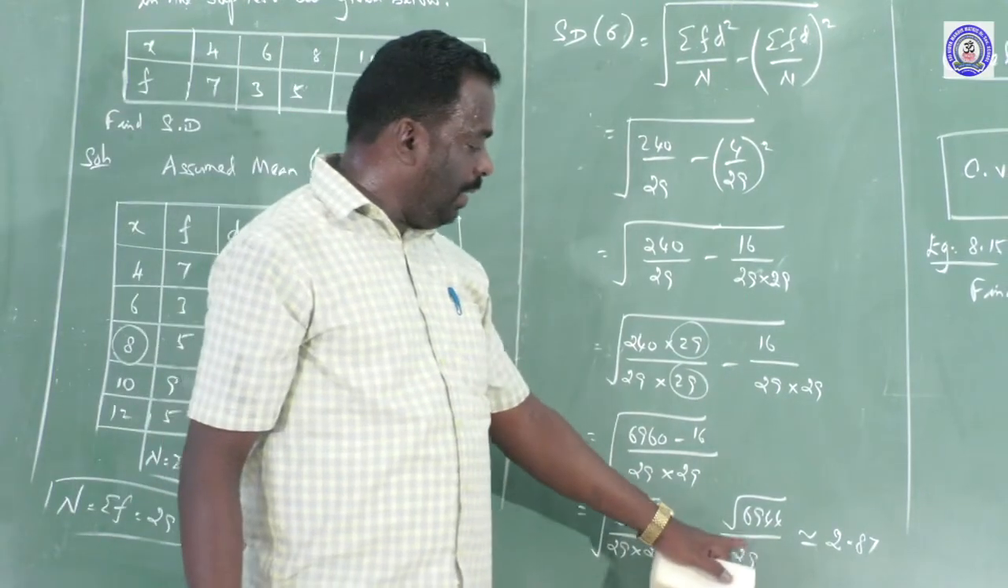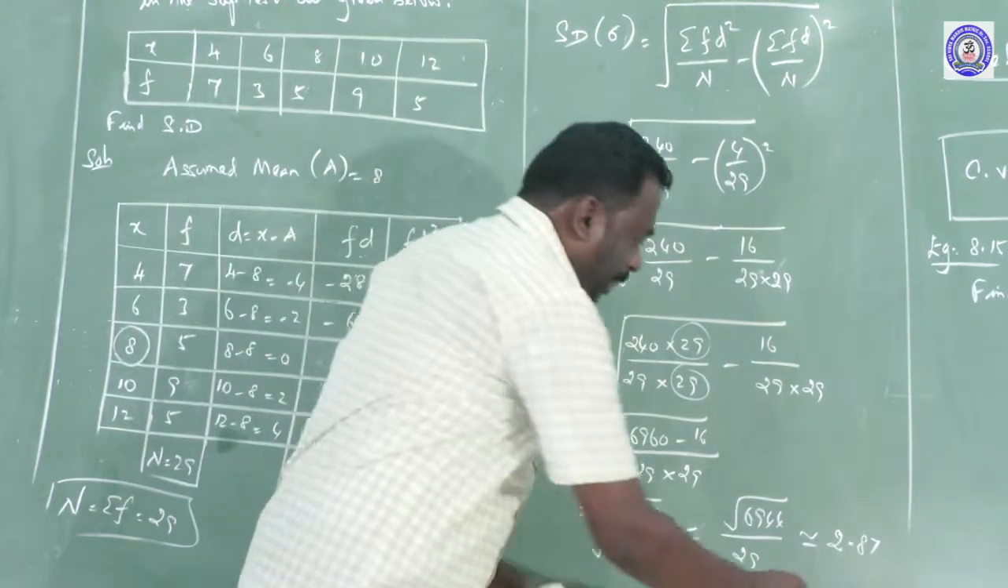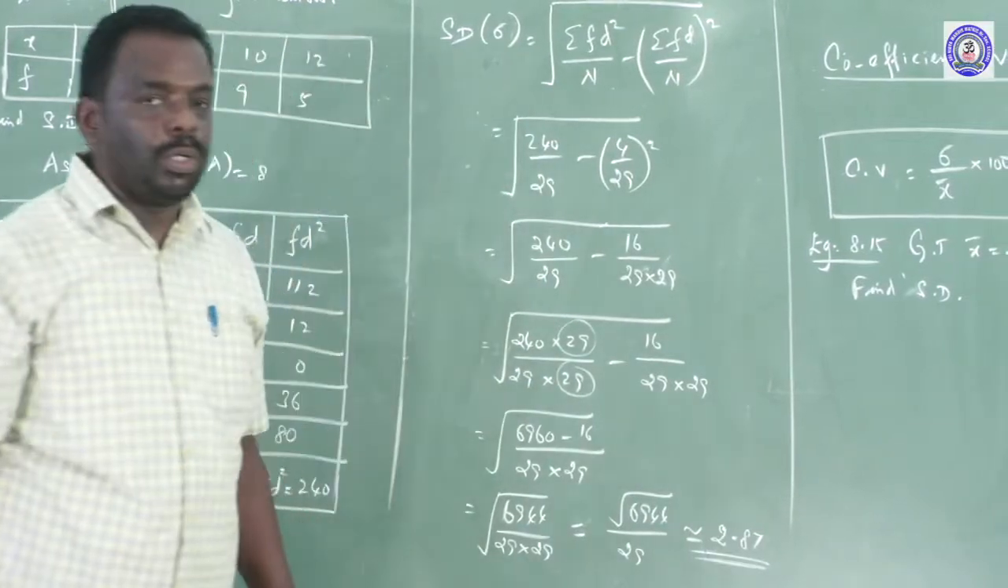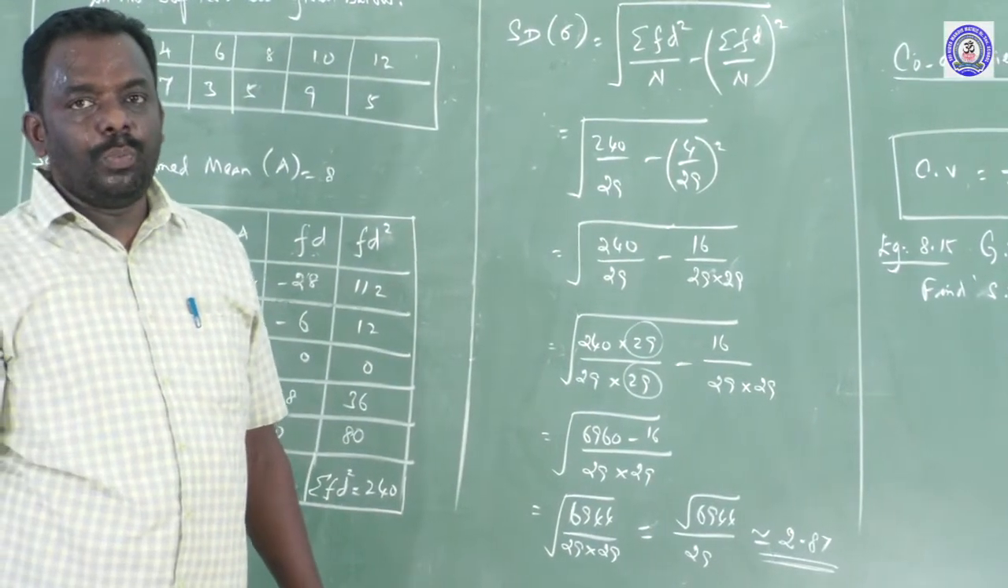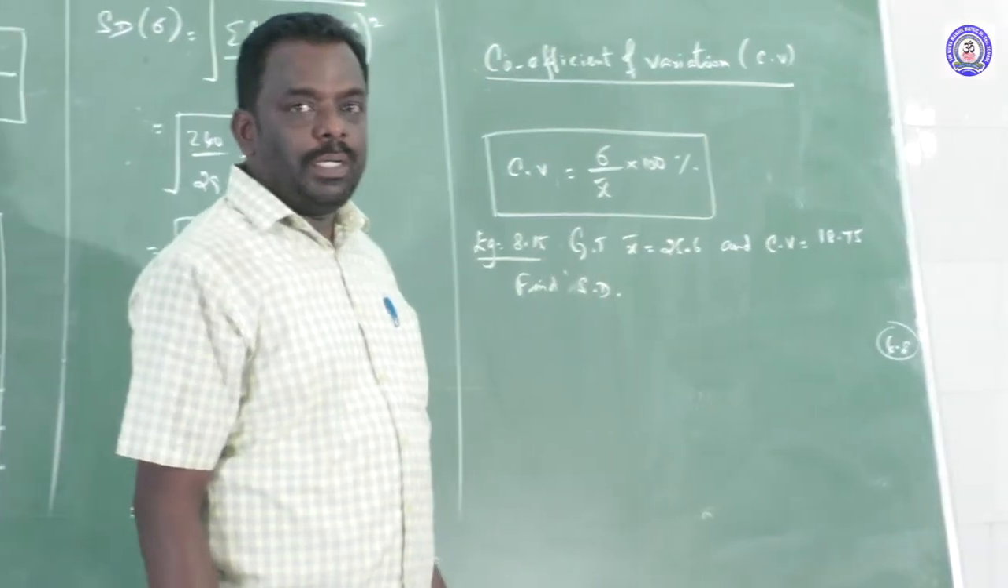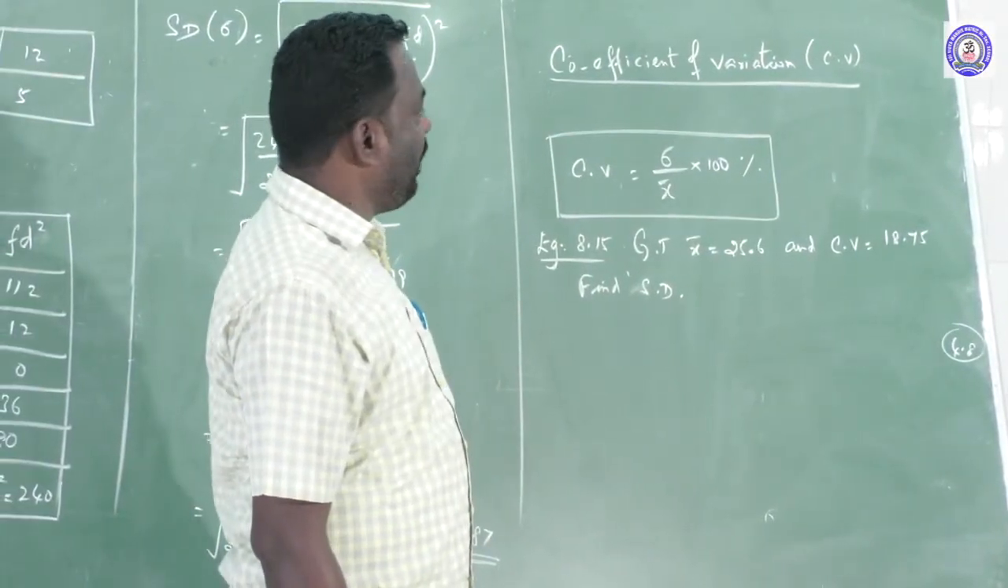Find the square root of the number, finally divided by 29. We will get approximately the standard deviation equal to 2.87.